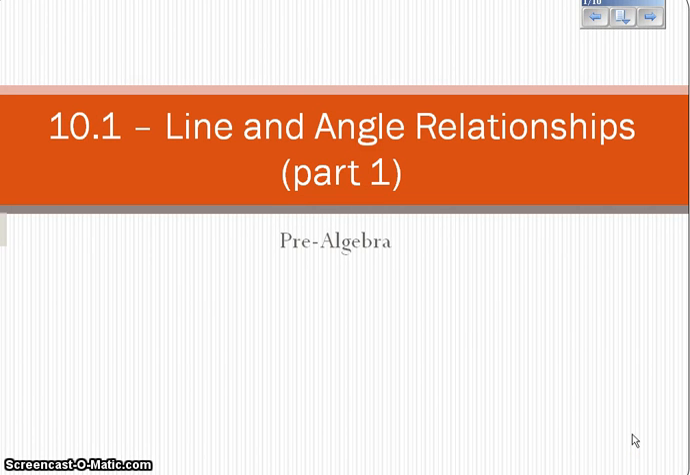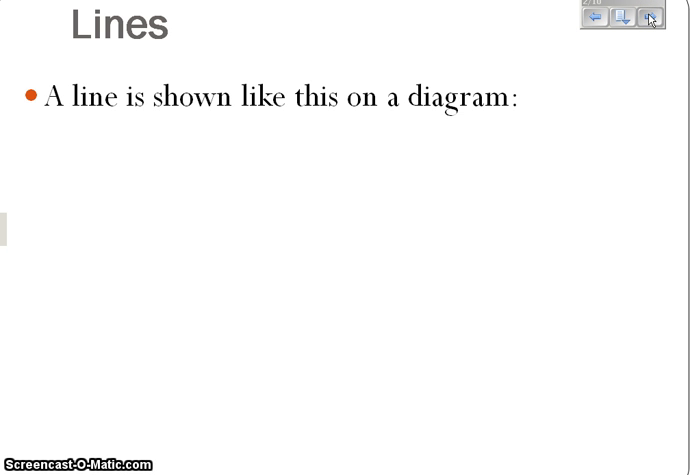Today's lesson is on Chapter 10, Section 1, Line and Angle Relationships. Now I've split this chapter up into two parts, so this is going to be Part 1. We're going to start with talking about lines.